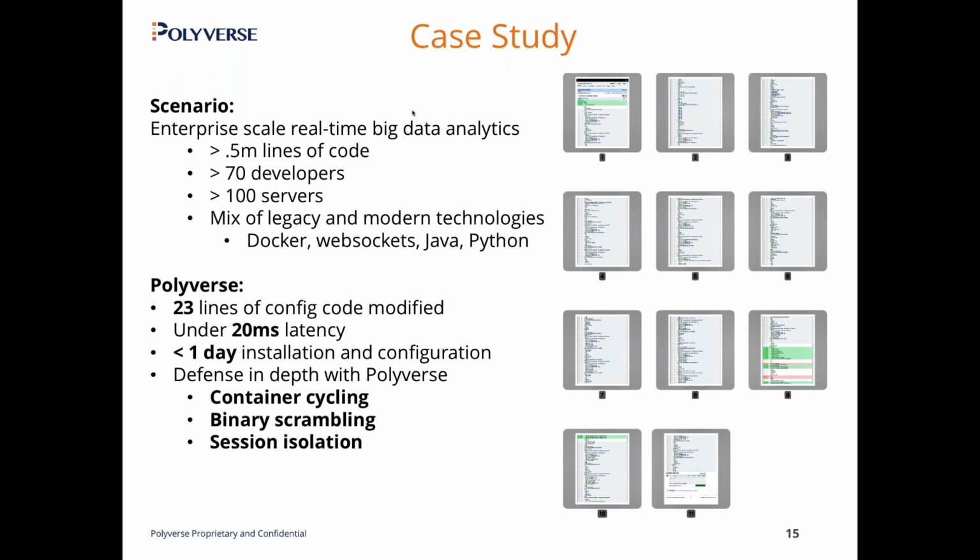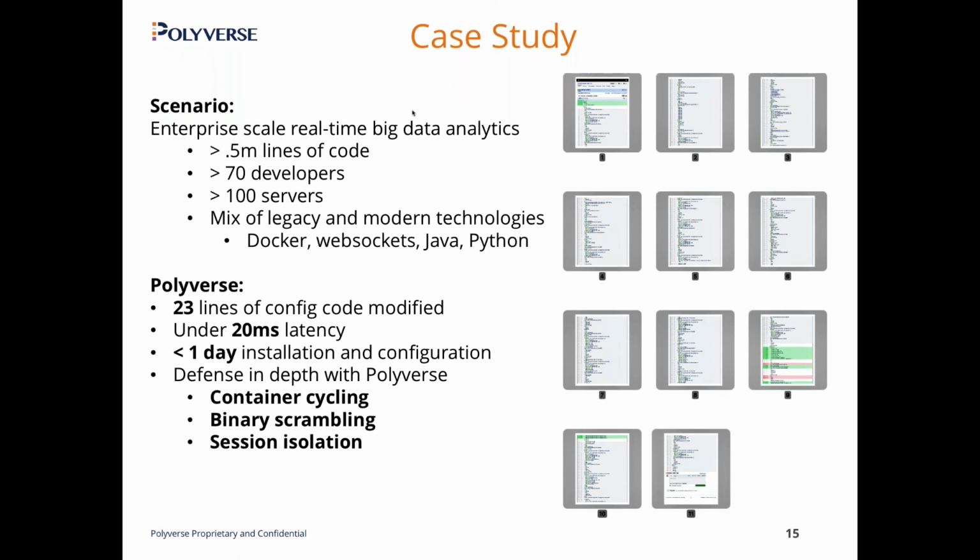And we used the features that I just talked you through, as well as a more advanced feature known as session isolation, which I'm happy to cover in Q&A or offline if anybody's interested. The net result: 23 lines of change to their configuration to protect 500,000 lines of code, all running real time across hundreds of servers. So this is a very practical, very easy thing to do to get state-of-the-art protection.